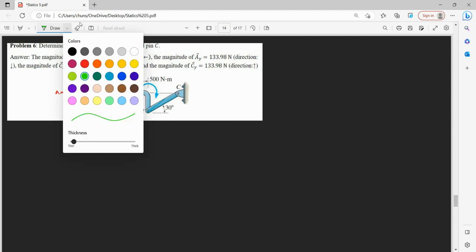But instead, we know that we can use 2 force members. So let's just imagine this as a 2 force member that is directed this way. So let's pretend we have that. This is going to look a lot cleaner now, because now we have only 3 unknowns rather than 6.